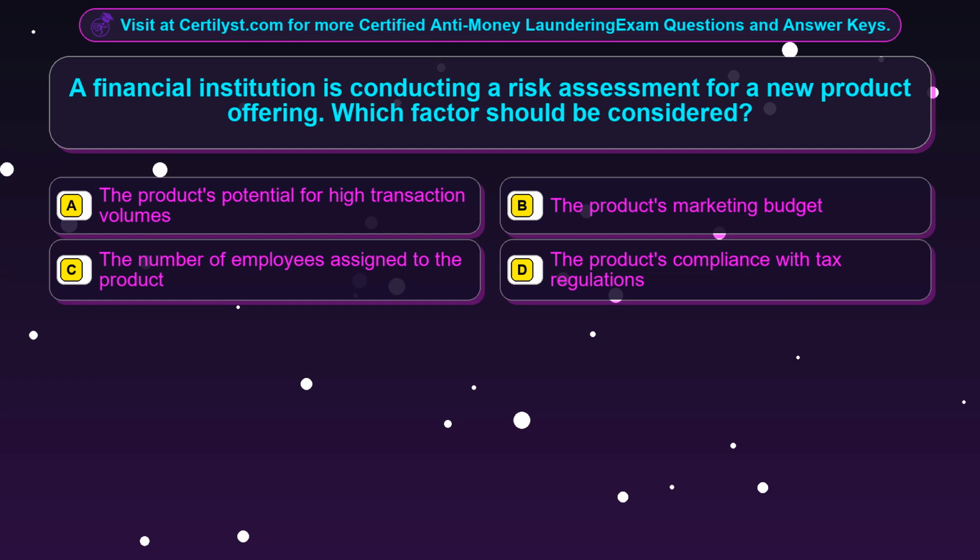Question 1. A financial institution is conducting a risk assessment for a new product offering. Which factor should be considered? Option A. The product's potential for high transaction volumes.